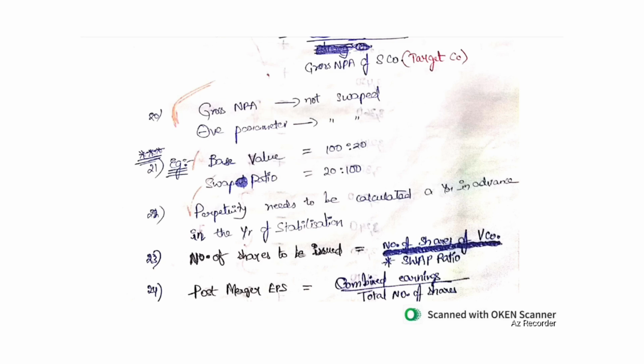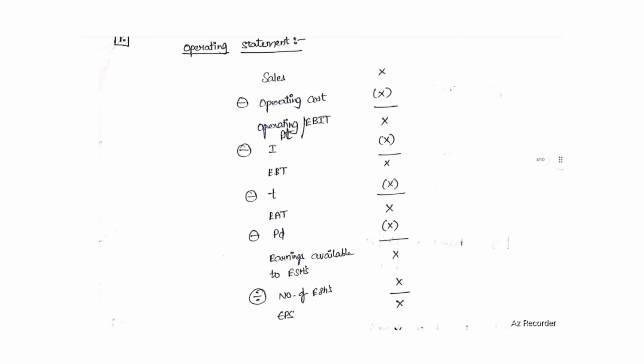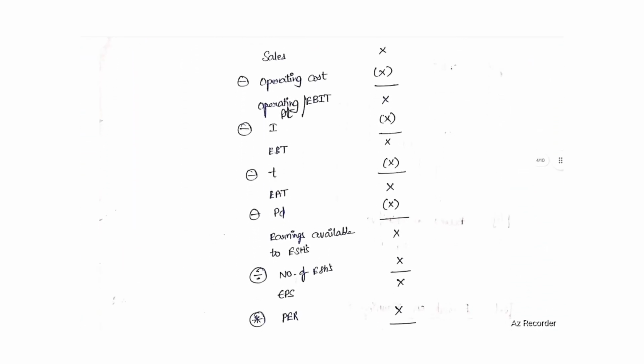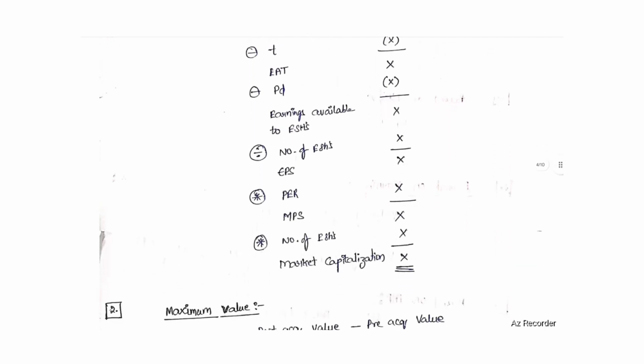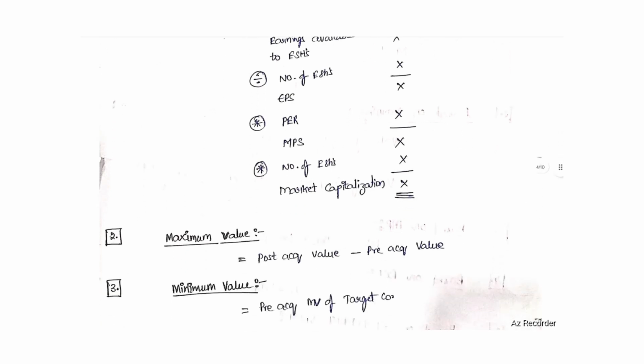Post-merger EPS equals combined earnings divided by total number of shares. Operating statement. Sales minus operating cost gives operating profit or EBIT, minus interest gives EBT, minus tax gives EAT, minus preference dividend gives earnings available to equity shareholders, divided by number of equity shares gives EPS, into price earning ratio gives MPS, into number of equity shares gives market capitalization.